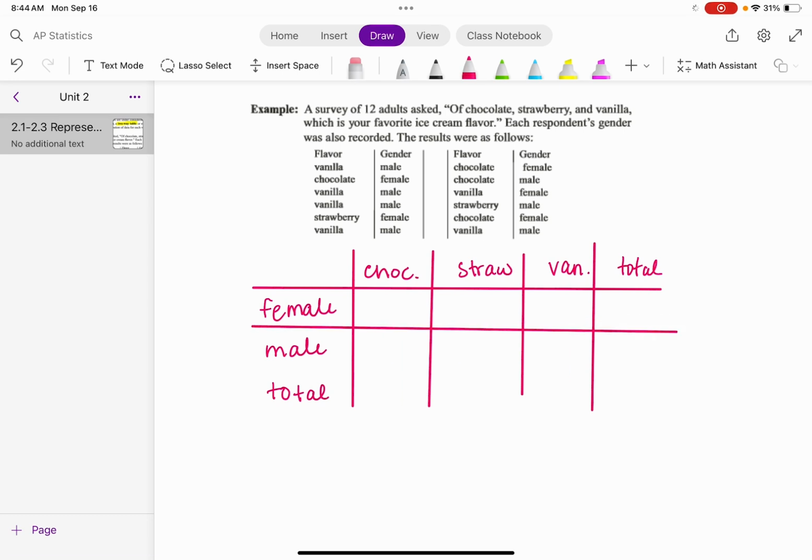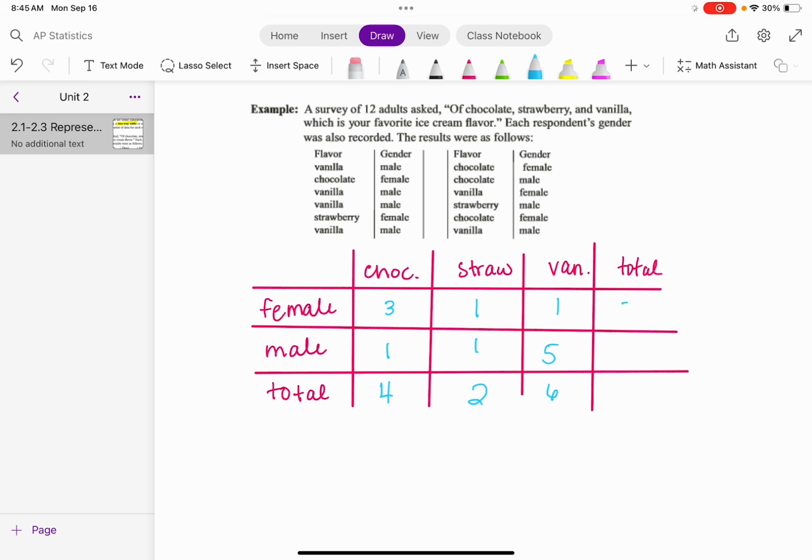And then we can start filling it in with our counts. So we see that 3 females like chocolate, 1 male, which gives us a total of 4. 1 female likes strawberry, 1 male likes strawberry, for a total of 2. 1 female likes vanilla, 5 males like vanilla, for a total of 6.